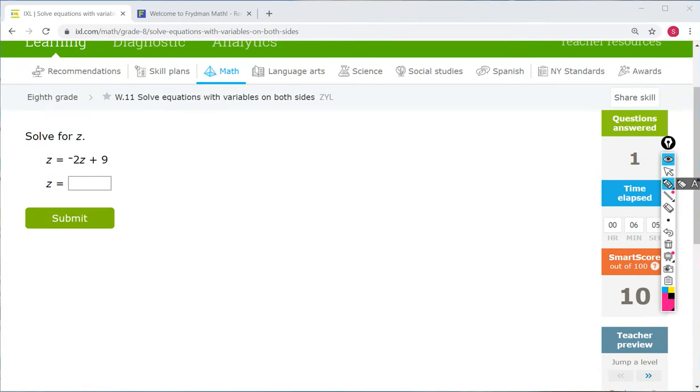Okay, z equals negative 2z plus 9. Again, I have a z on the left and I have a z on the right. I want my z's to all be on the same side. I can do that here by adding, since this is, technically it's a negative, but I can think of it like subtraction, and I can do the inverse of subtraction, which is addition, and I can add 2z to both sides.